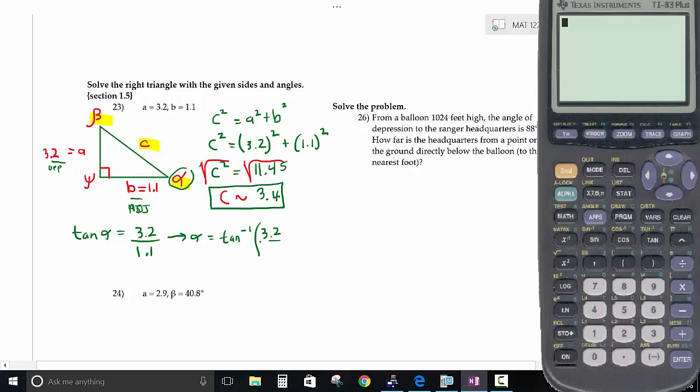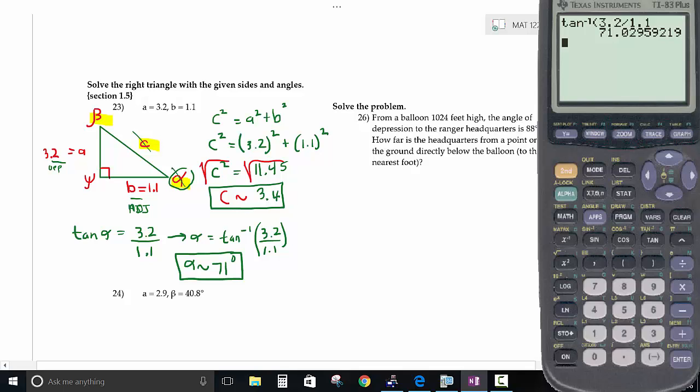So what we're going to do is do this on the calculator. I just go second tangent, 3.2 divided by 1.1, like that, and then that'll give me what alpha is. So alpha, let's just round to 71 degrees. That'll take care of that. So that's answer number 2. So we're done with C. We found alpha.